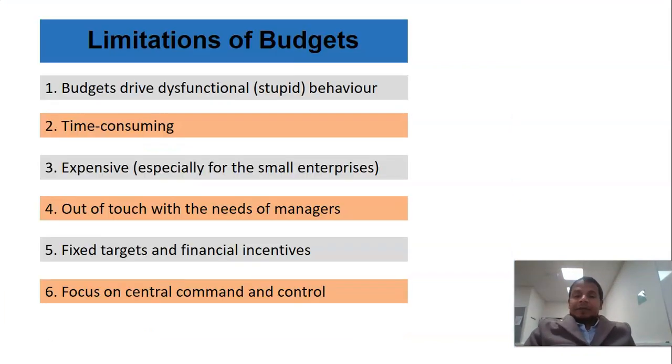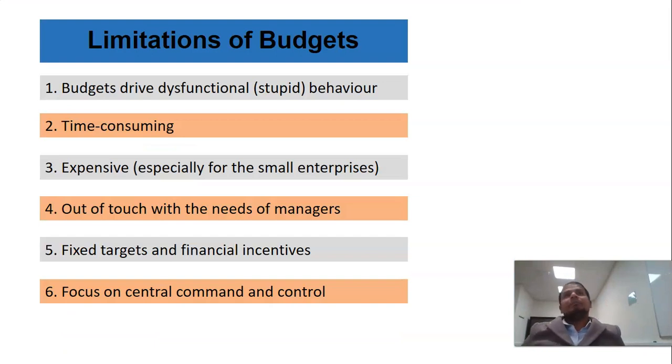And finally, budget is important for the organization. Budget is required for serving different purposes: for coordination, for control, for achieving the strategic objectives of the organization. But obviously, it has some limitations as well. The first limitation is that budget drives dysfunctional behavior.